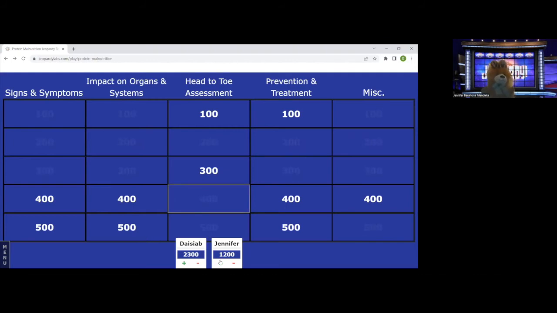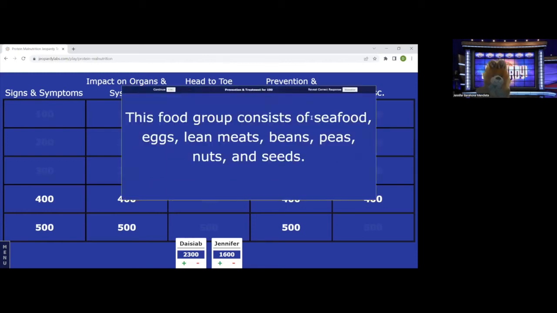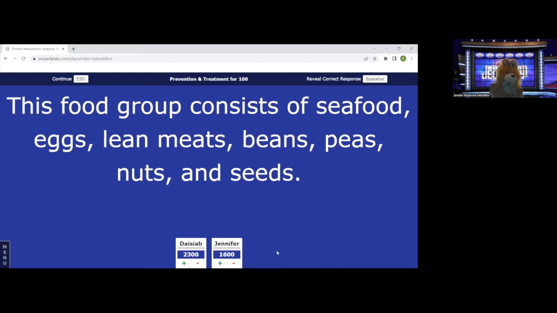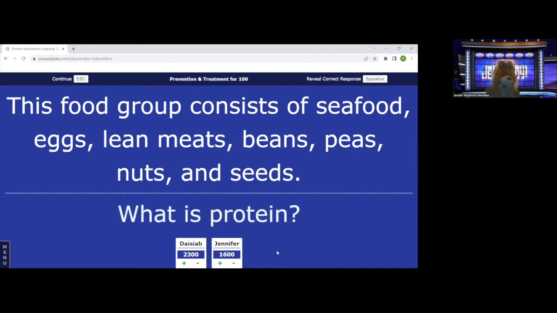Let's do prevention and treatment for 100. This food group consists of seafood, eggs, lean meats, beans, peas, nuts, and seeds. What is protein? What is protein? That is correct.